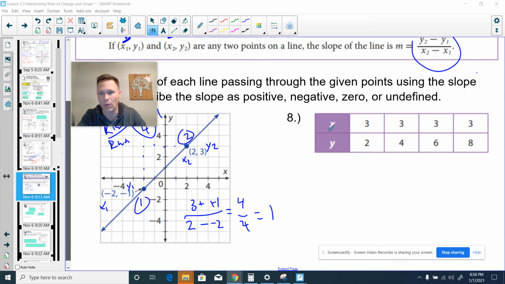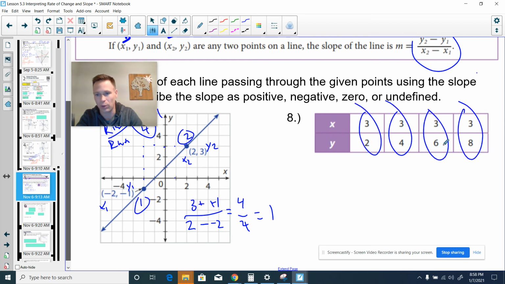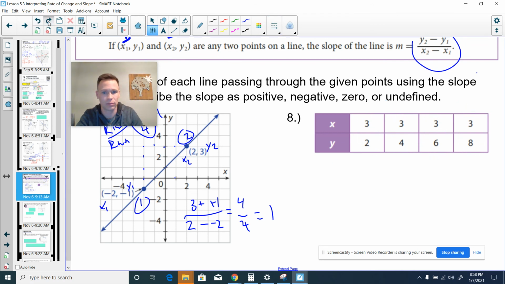So again, that y2 minus y1, if you're given a table, okay, you can use any set of points. So these are x's and y's. So this is a coordinate point here. This is a coordinate point. This is a coordinate point. That's a coordinate point, okay? So let's go ahead. We're just going to pick one pair, okay? Let's pick the first one and the third one because it doesn't matter, okay?